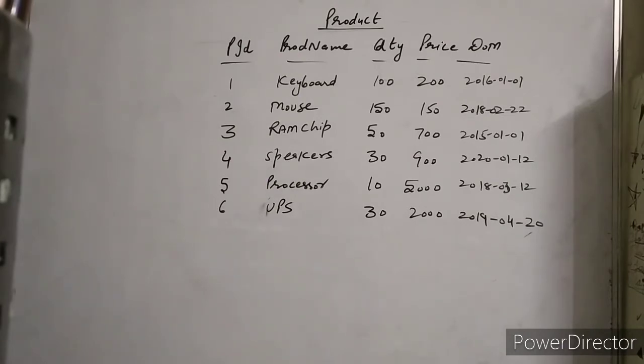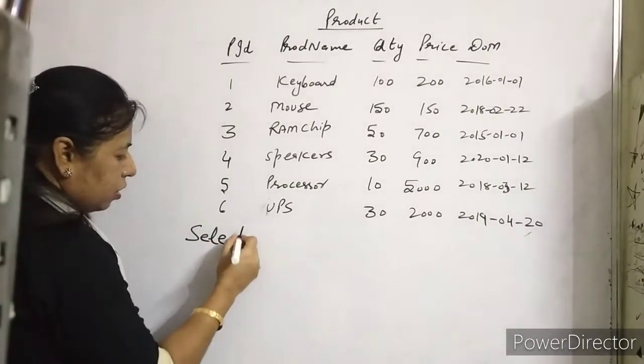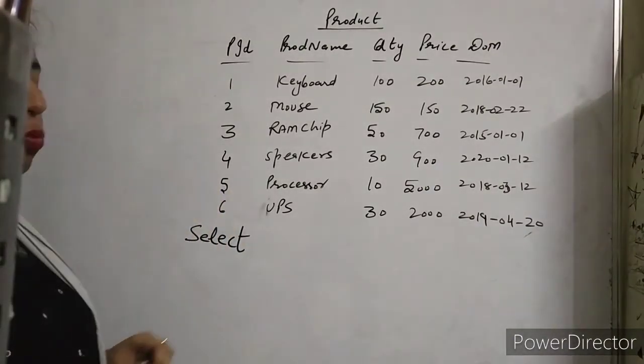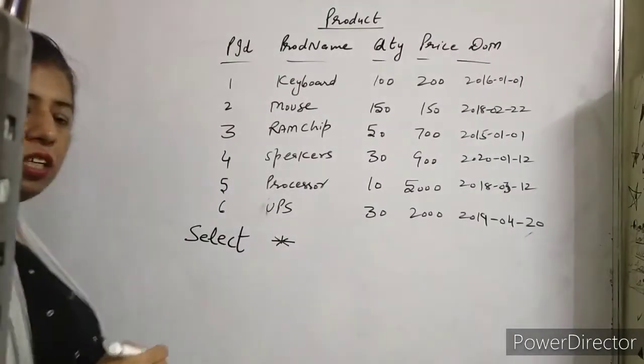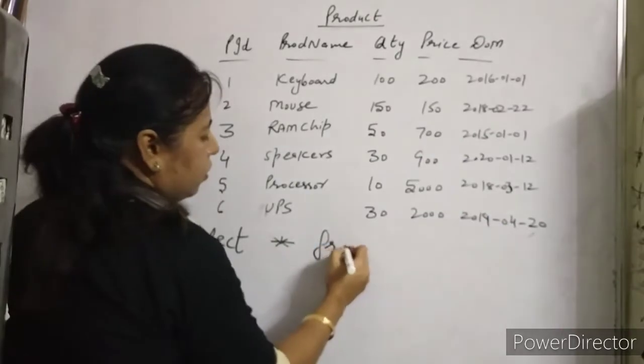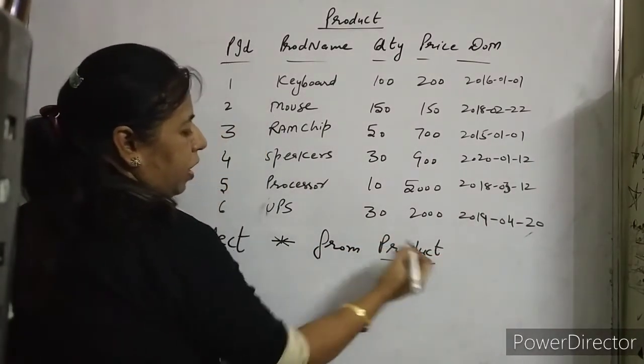Write down the question. Display those products whose price is more than 1000 rupees. Now, how will you write the select query? Select. I am displaying the complete record, which means I write an asterisk here. Select star from product. This is my table name.